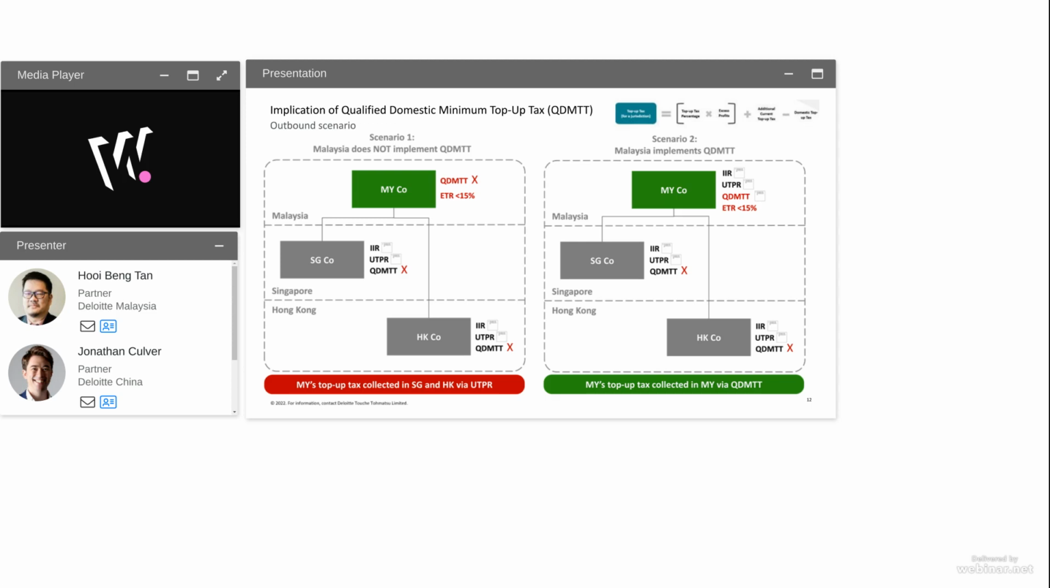Now, broadly, the QDMTT obviously does both, but the timing of the introduction of the QDMTT might mean there's some variance in terms of how it applies, I suppose. So let's explore that a little bit more on the next slide and some of the policy considerations.